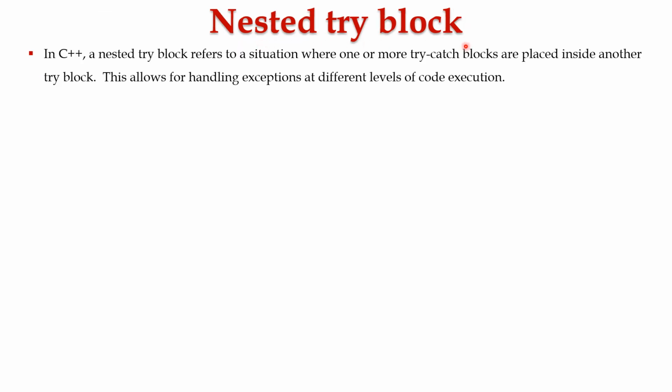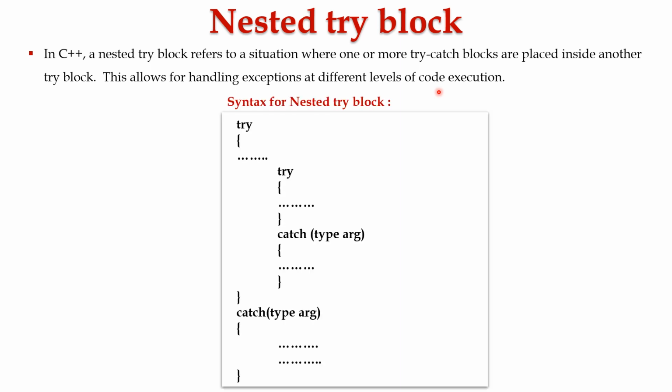Nested try block. In C++, a nested try block refers to a situation where one or more try blocks are placed inside another try block. So this allows for handling exceptions at different levels of code execution. The syntax for the nested try block is given here.